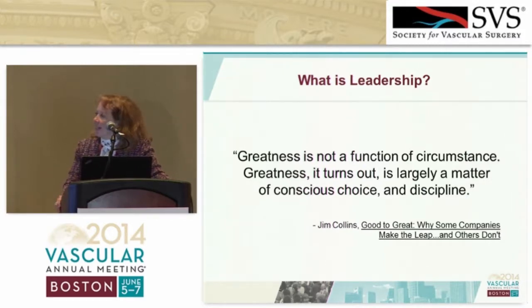So greatness is not a function of circumstance. Greatness, it turns out, is largely a matter of conscious choice and discipline. And surgeons are great at that. We have great discipline, we have great energy. However, we tend to always be a verb. So today I would like you to work on being an adjective.